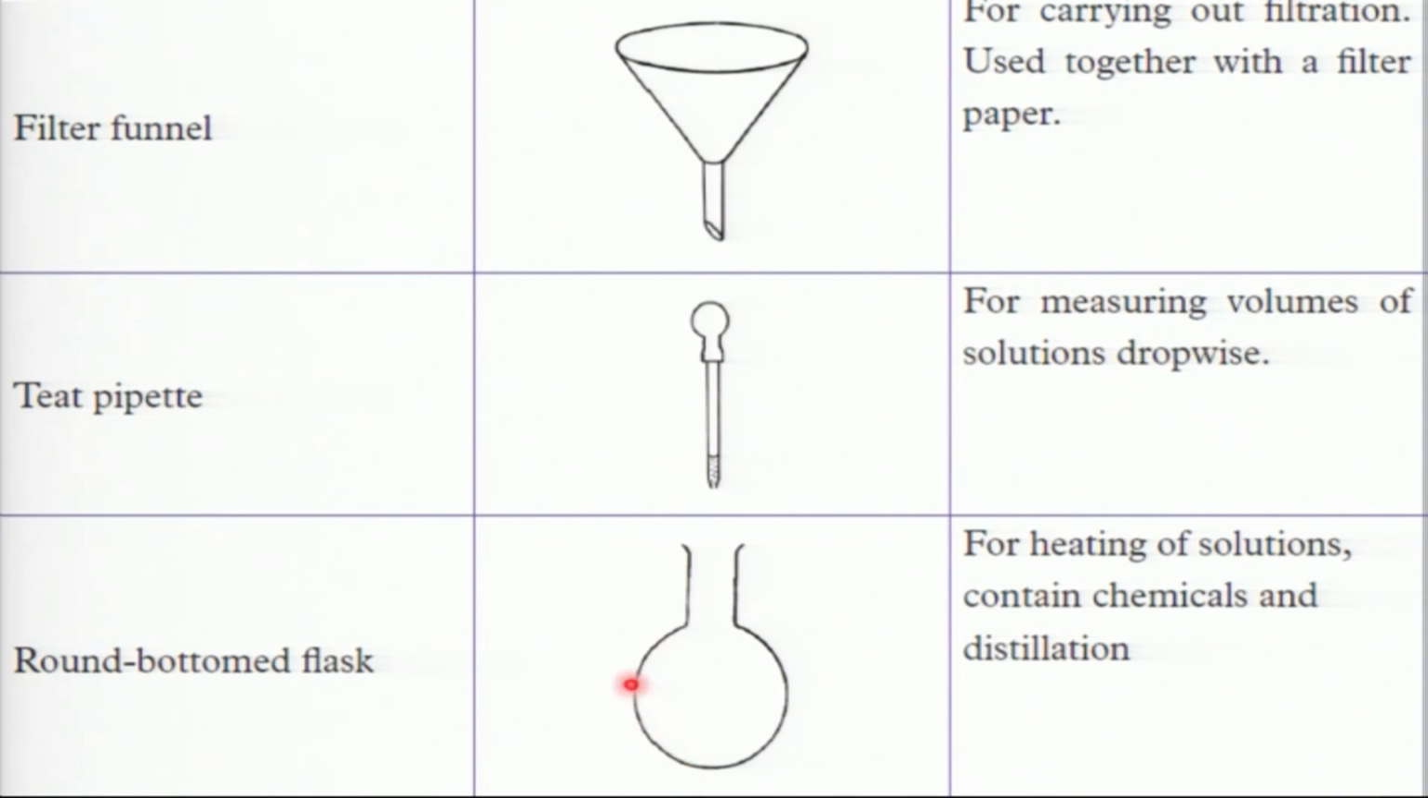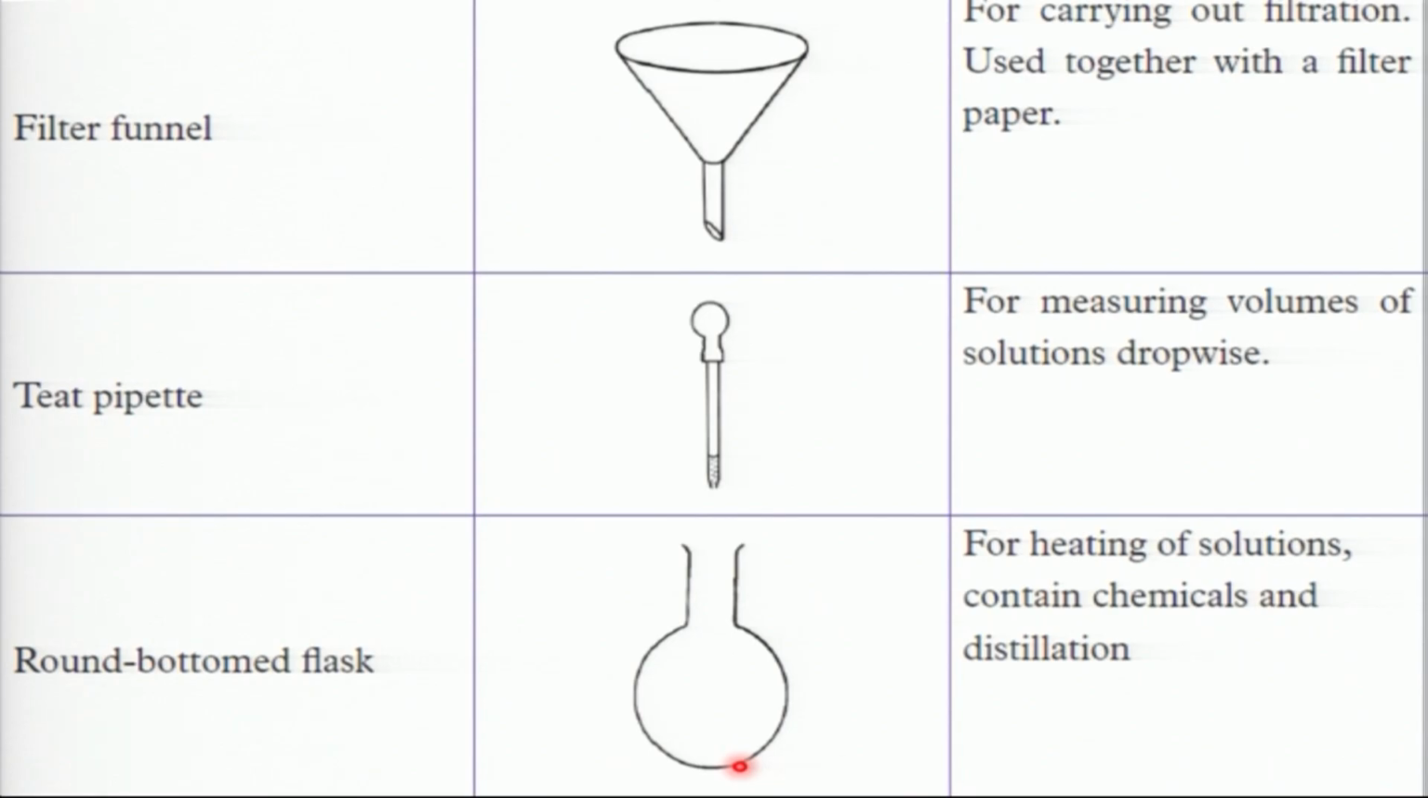We have the round-bottomed flask. So remember we had the flat-bottomed flask, we had a conical flask, and now we have a round-bottomed flask. It is round. The bottom is round. The other one was flat. Another one, the first one was conical. This one is the round-bottomed flask.